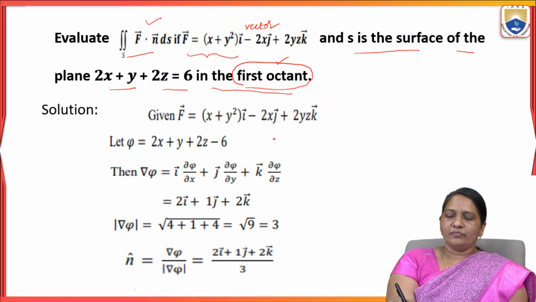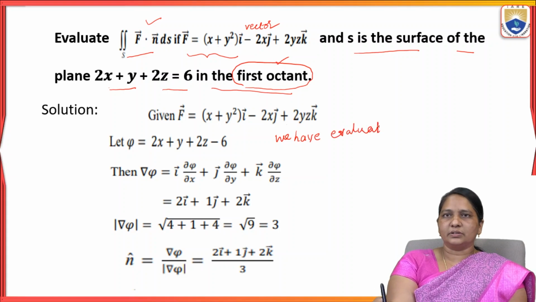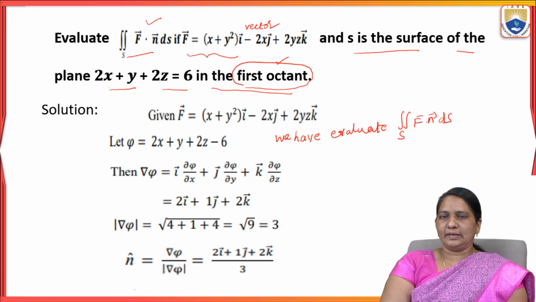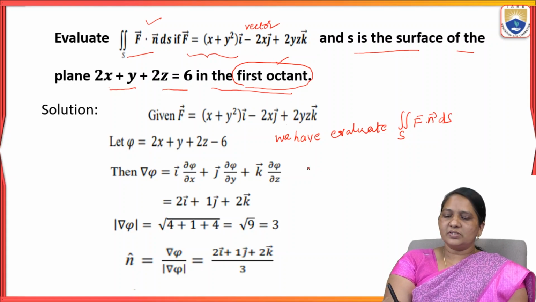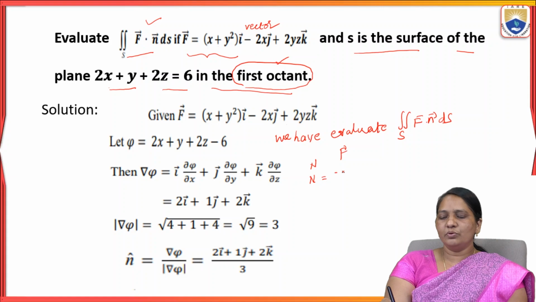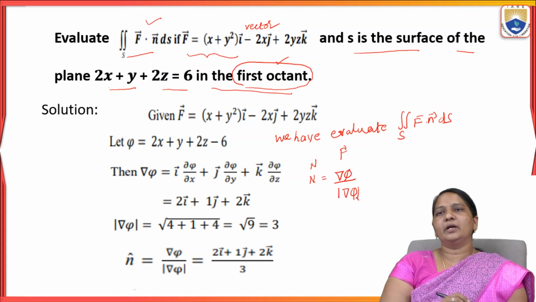So here we have to evaluate the double integral over S of F bar dot n bar dS. This value we are going to evaluate. For that, first we should know about n. F is already given, so what is the formula for n? n equal to del pi by modulus of del pi.